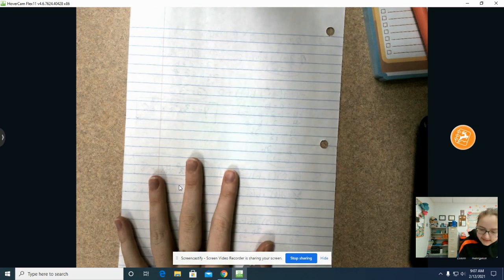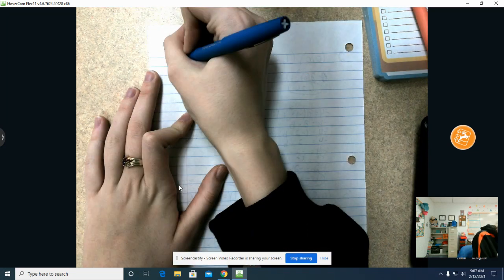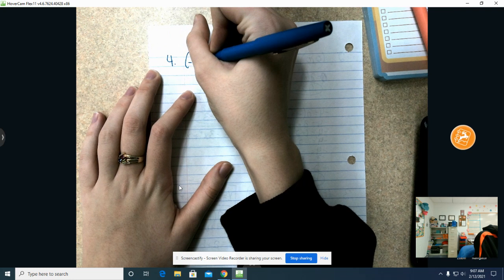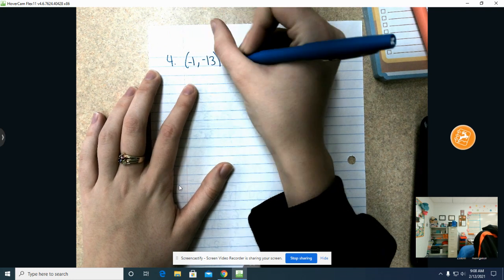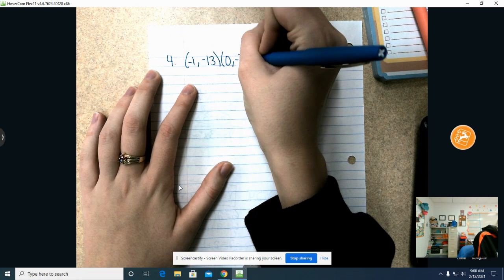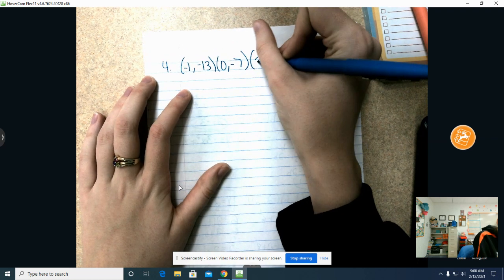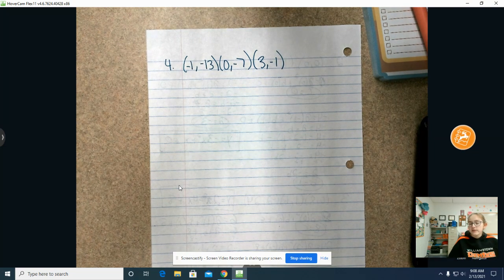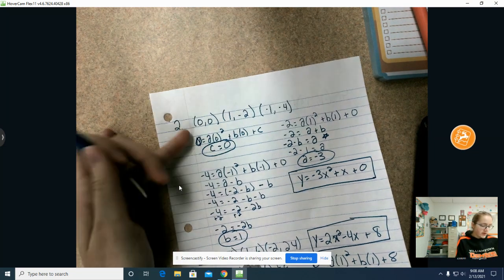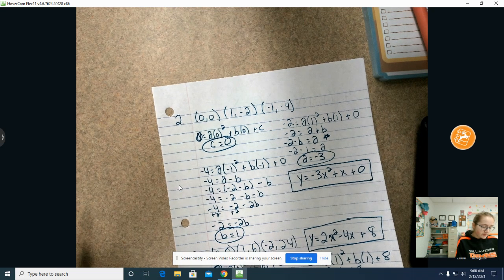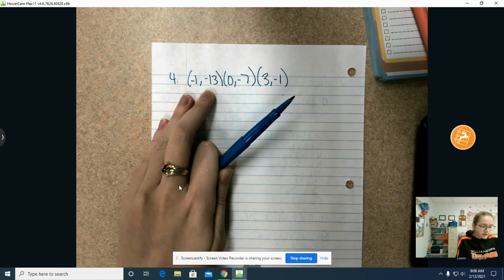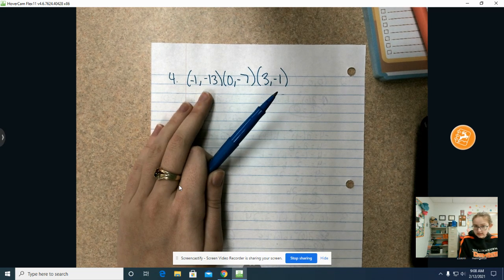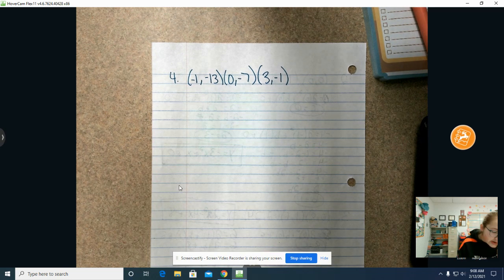So lastly, I want you to take a second to try this one on your own. So try -1, -13, 0, -7, and 3, -1. So it's important to note that you won't always be able to get C first, like we did in the other ones. Whenever we did our first one, we came up with 0 first, but like for this one, you're not going to get C first, I don't think, for your first one. So take a second to try that, and I'll give you a moment, and then I'll write the answer down, and then we will debrief.